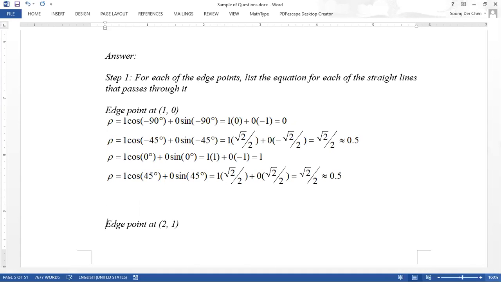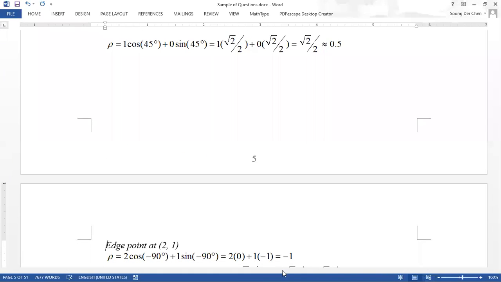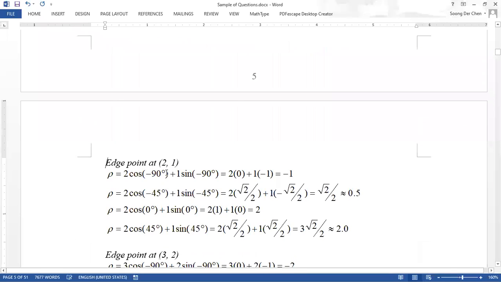Okay. Next, you have point 2.1. All right. So again, this one, nothing much. Here, this one, 2x minus x, 2x plus 1 times negative x. So x is your square root 2 divided by 2. So 2 minus 1 becomes 1. Are you following? You don't really need a calculator. So again, round to 0.5.